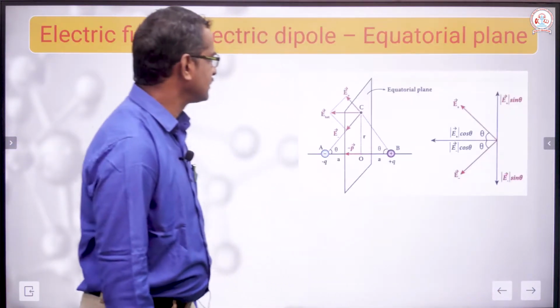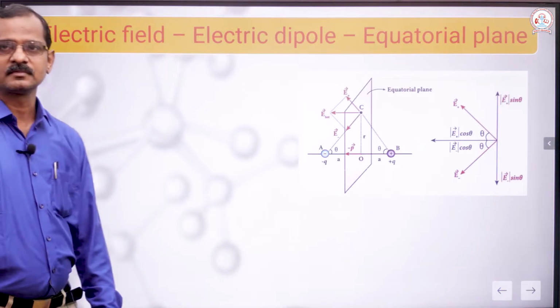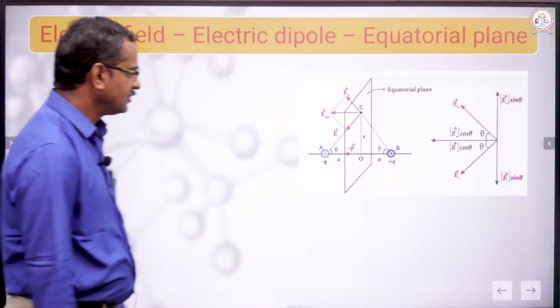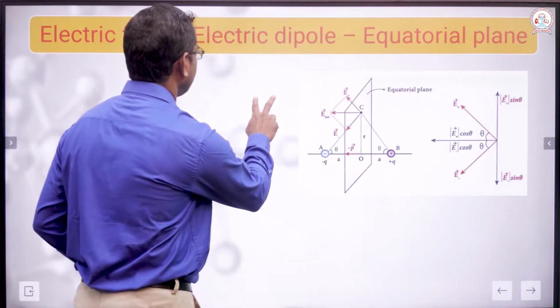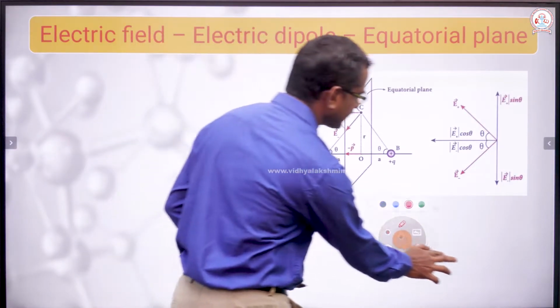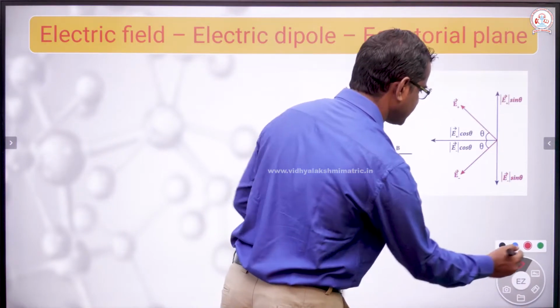Next, let us discuss the electric field due to an electric dipole along the equatorial line. The final equation that we derived in the previous topic, the electric field along the axial line, let us recall that and keep it with us for comparison.